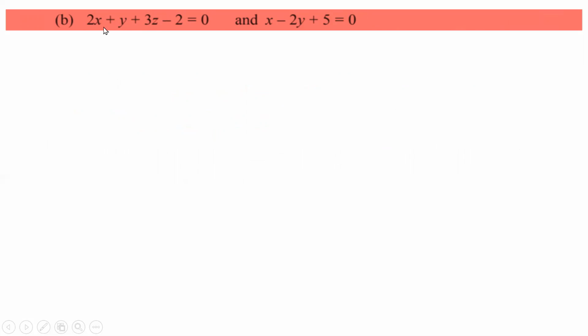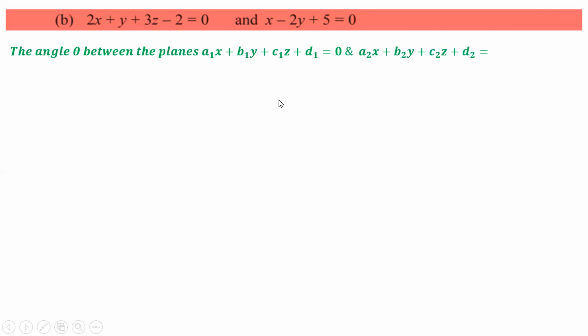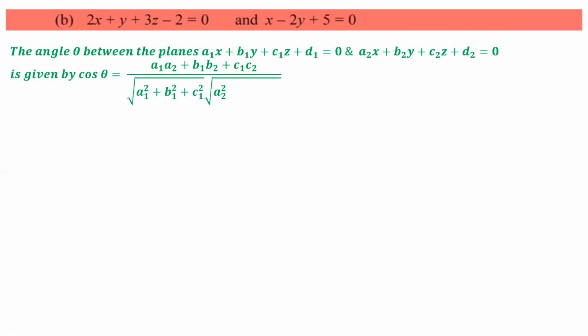Look at the equation. 2x plus y plus 3z minus 2 equals to 0. x minus 2y plus 5 equals to 0. Now from the equation, you can easily say that the planes are not parallel to each other. So here is the formula for the angle between two planes. If the Cartesian form is given, you need to use the formula cos theta is equal to a1 a2 plus b1 b2 plus c1 c2 by under root a1 square plus b1 square plus c1 square under root a2 square plus b2 square plus c2 square.